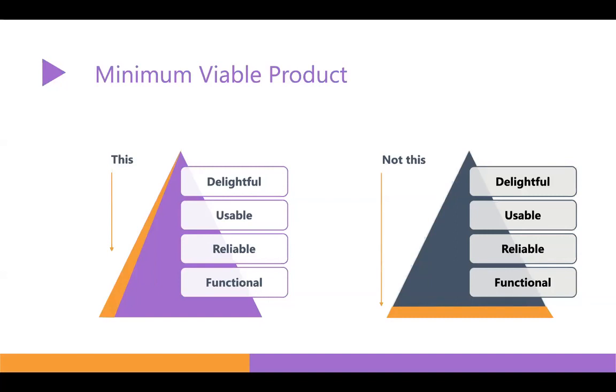Now, we also need to know what is not an MVP, which is a phase one of a project, a product with limited functionality, a landing page or an email campaign, a wireframe or a mockup. As we can see in the pyramid on the left, it illustrates the misconception that an MVP is just a product with limited functionality. Instead, the pyramid on the right shows that while an MVP has limited functionality, it should be complete by addressing also reliability, usability, and delight.